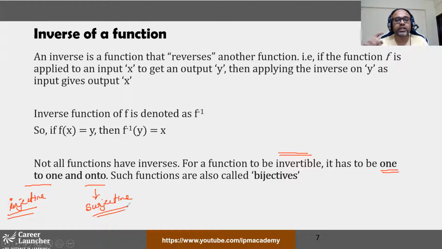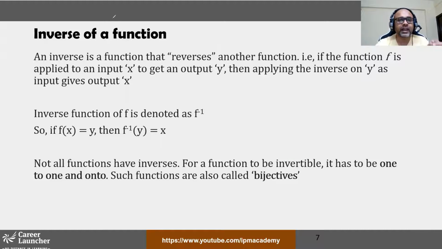So if a function is both injective and surjective, that is one-to-one and onto, then only it is called invertible, and such a function will have an inverse. These functions are called bijective. So a function which is invertible is called bijective.